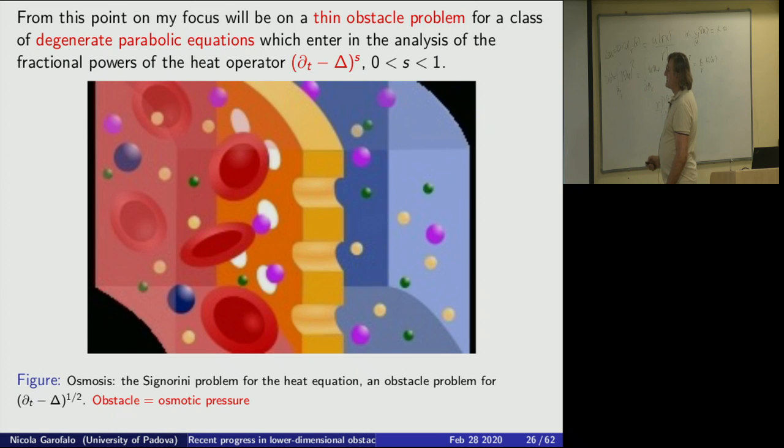This kind of problems have been described, for instance, in the classical book by Duvaut and Lions, in the phenomenon of osmosis. You see that the phenomenon of osmosis is a Signorini problem for the heat equation. And in fact, it's an obstacle problem for the fractional power of the heat equation with power 1/2. And the obstacle here is the osmotic pressure. So you have a semi-permeable membrane, you have flow in one direction only, the osmotic pressure is the obstacle.